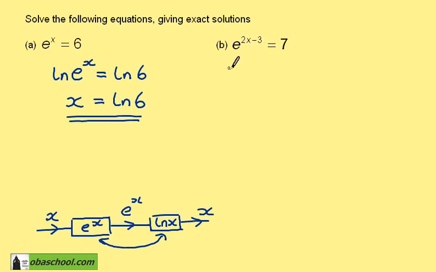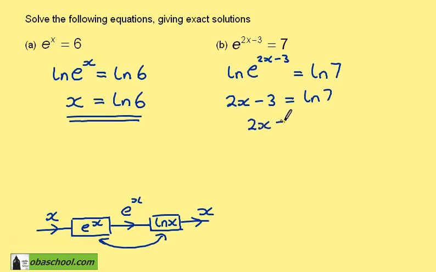Now consider e to the 2x minus 3 equals 7. Taking the natural log of both sides, and since natural log and e to the x are inverse functions, this side just becomes 2x minus 3 is equal to ln 7. Add 3 to both sides, and we get 3 plus ln 7 on the right, and then divide both sides by 2. So we get 3 plus ln 7, all divided by 2.